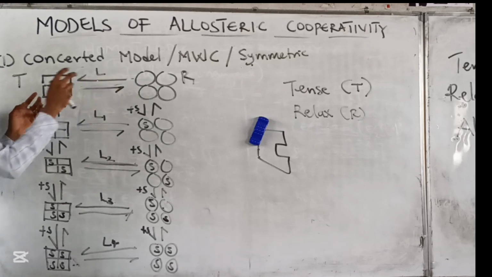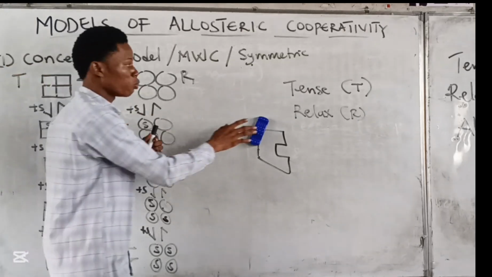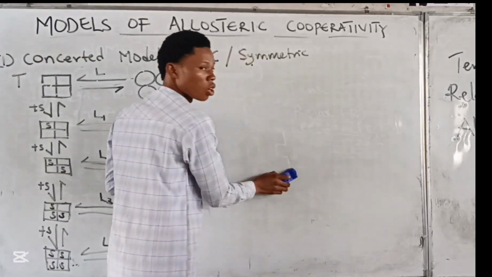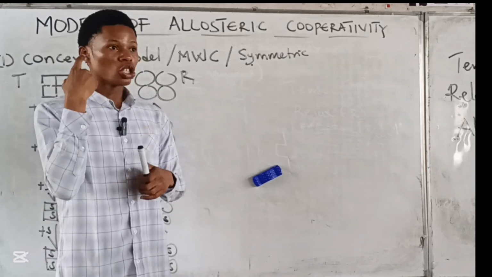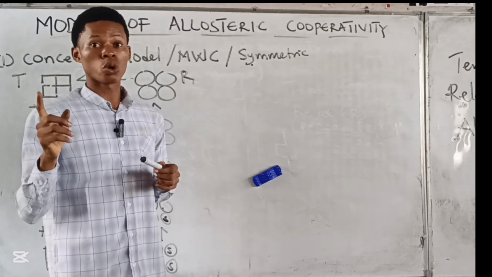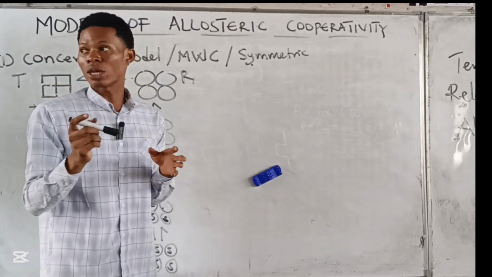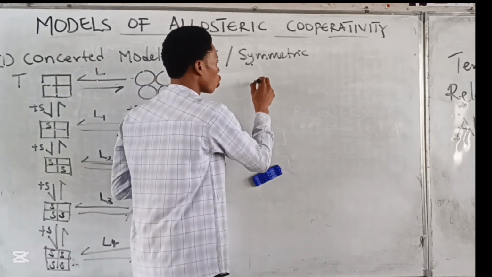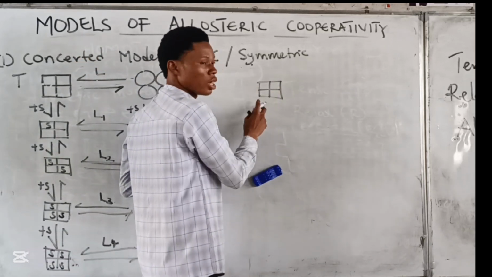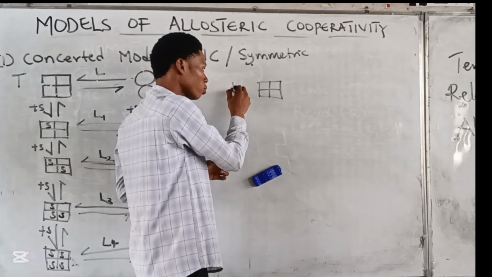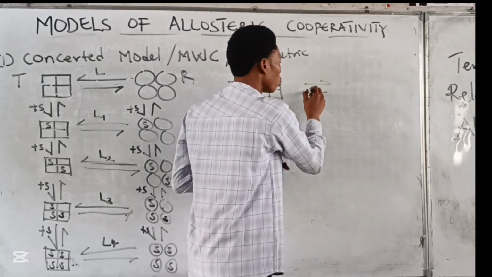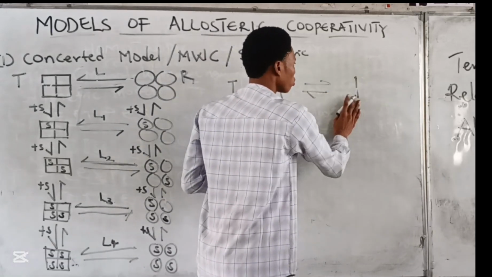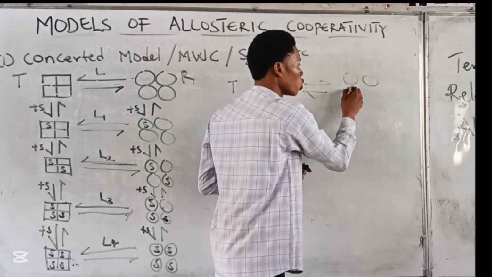Now, if you are drawing this diagram, it is very simple. All you have to do, concerted model, your mind will just tell you that all of them are changing at once, right? And you know that the box represents tense and the circle represents relaxed. So you just come here and do like this. And this one is the tense state, right? You now do the relaxed state. And we say all of them are changing, is it not?